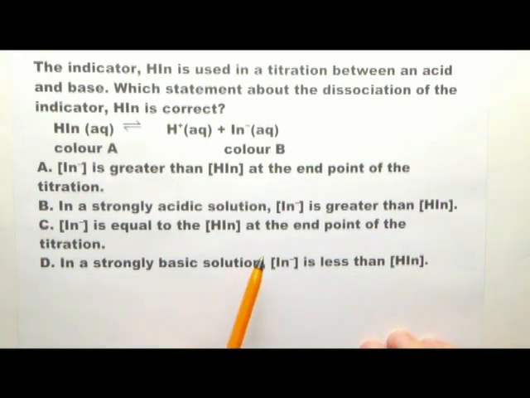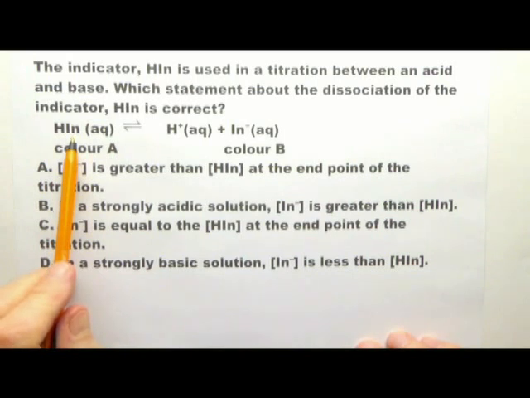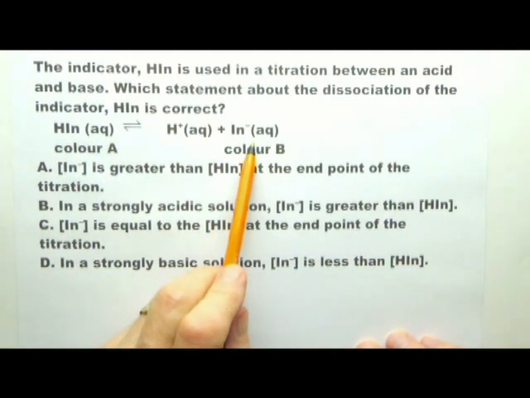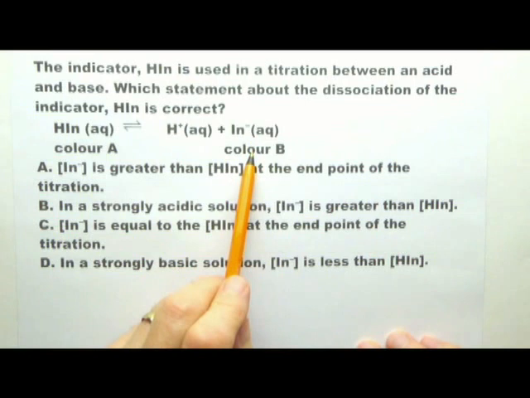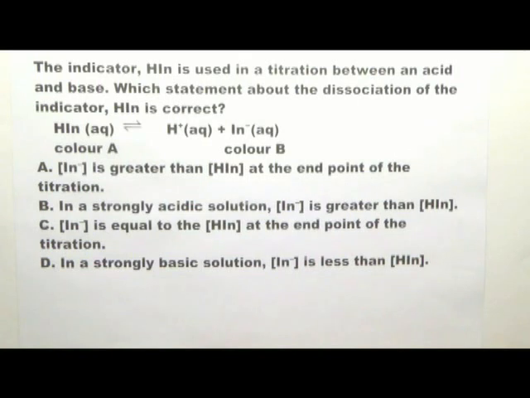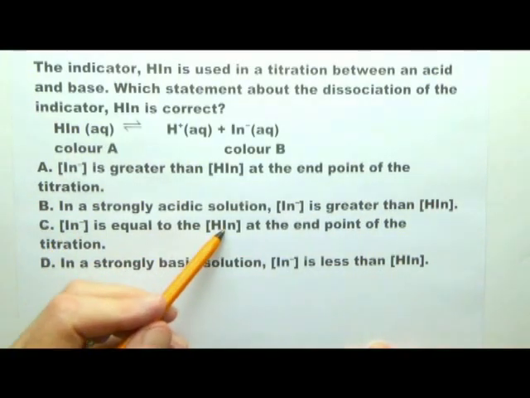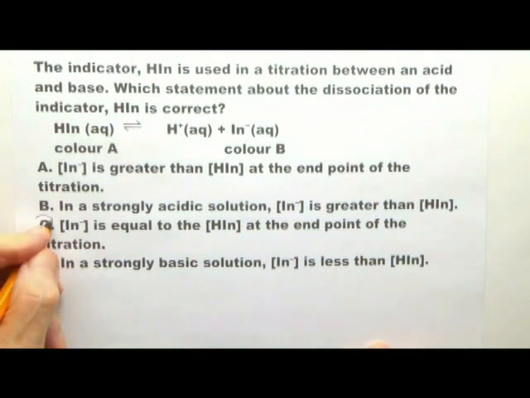An indicator is simply a weak acid in which the acid part, HIn in this case, has one color, and the anion part, In-, has the other color. The changeover in color from one to the other takes place at a pH value which is useful in titrations. Let me go through these answers. The correct answer is C: In- is equal to HIn, the end point of the titration.